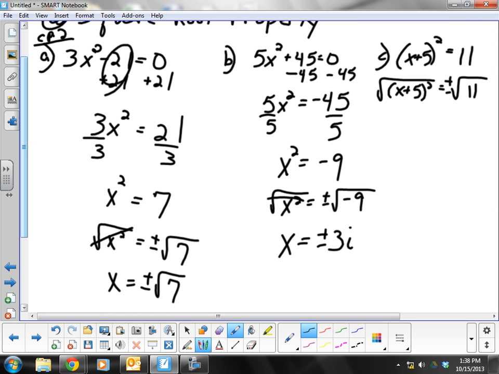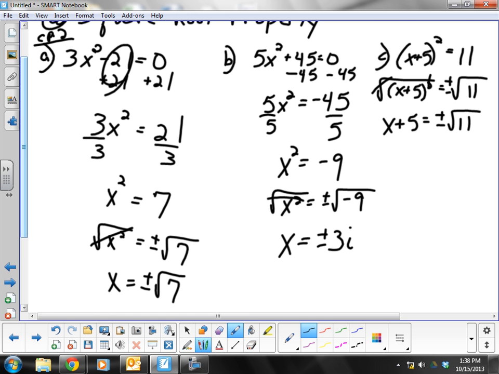So I get plus or minus 11, square root of 11. Go ahead and take the square root right at the beginning on this one because there's nothing outside the square. Now this cancels out and I'm left with x plus 5 is equal to plus or minus square root of 11.